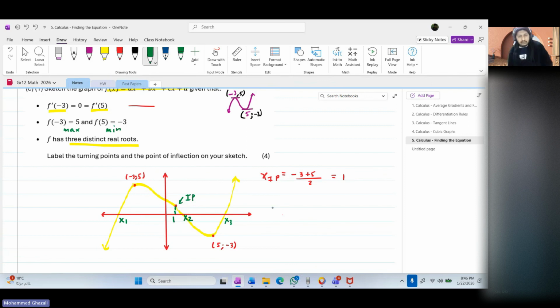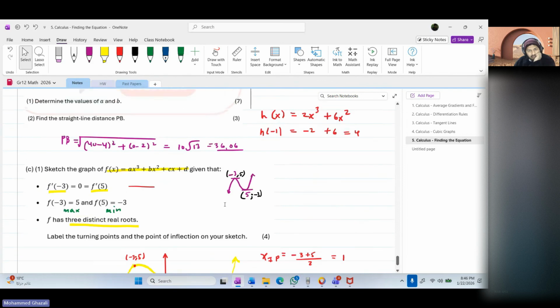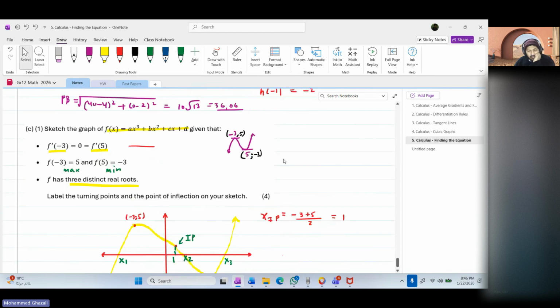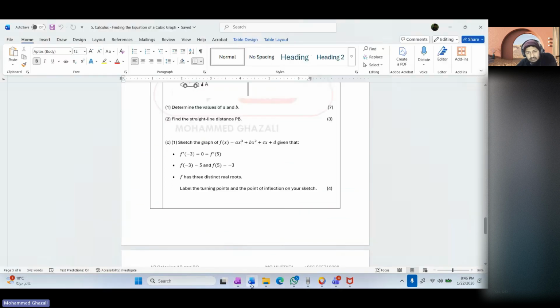Label the turning points and the point of inflection on your sketch. Make sure that the graph is positive, right? The graph looks like this because the value of a is positive: max and then min. Right, so this is great. Last question.